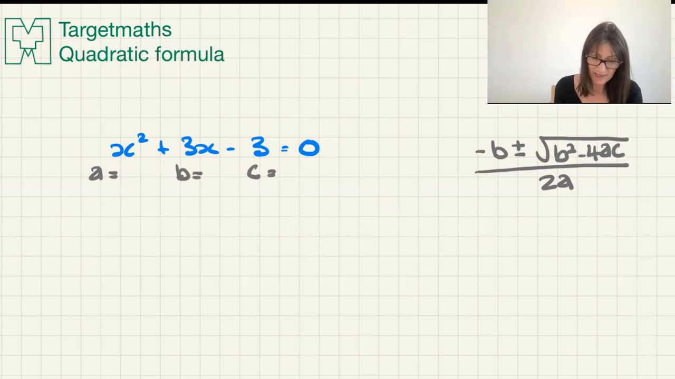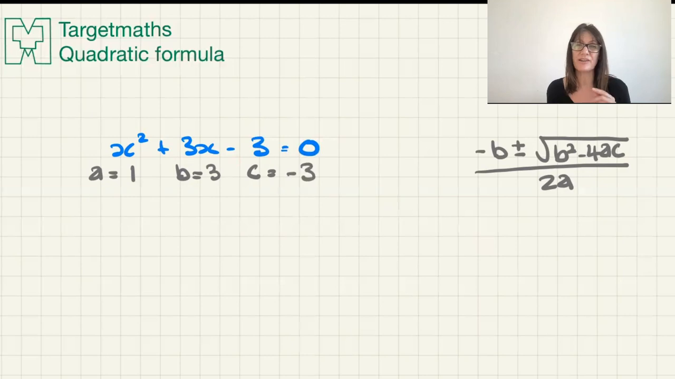For the first term, I've got 1x squared. It's a positive 1 that I've got, so I'm going to write a equals 1. For the second term, I've got 3. It's a positive 3, so I'm going to write 3. And for c, I've got 3 again, but this time it's negative, so I'm going to be writing negative 3. And it is really important that I remember my negatives. Now I'm going to put that information into my formula.